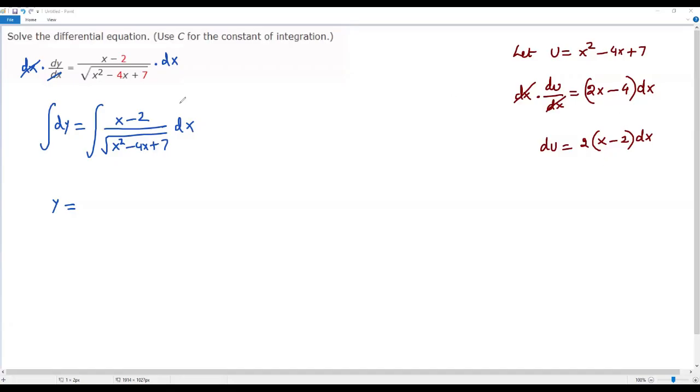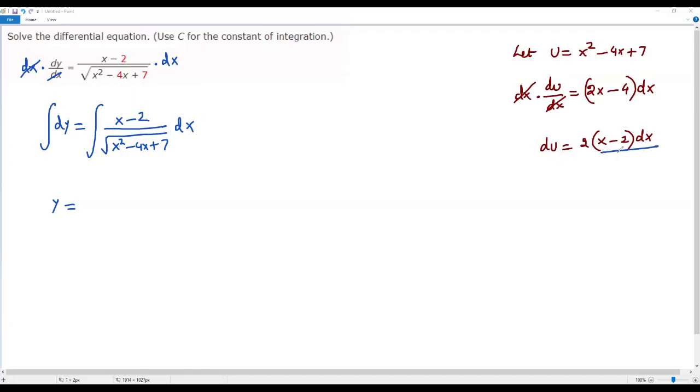Now let's come back to the original integration we have here. For the expression inside the square root, x² − 4x + 7, we can substitute u because that is what we have assigned for this expression. And also in the numerator we have (x − 2) times dx.